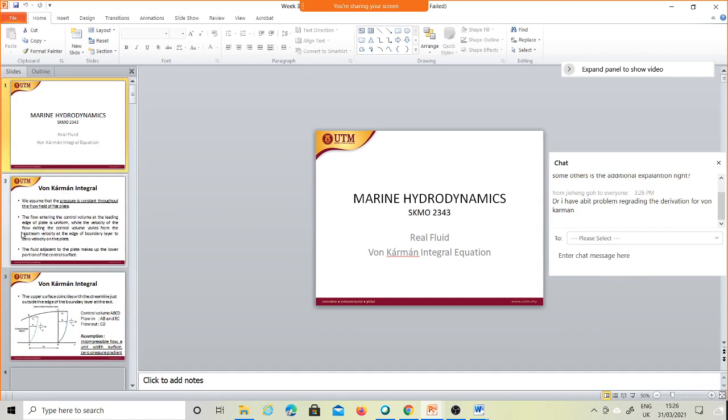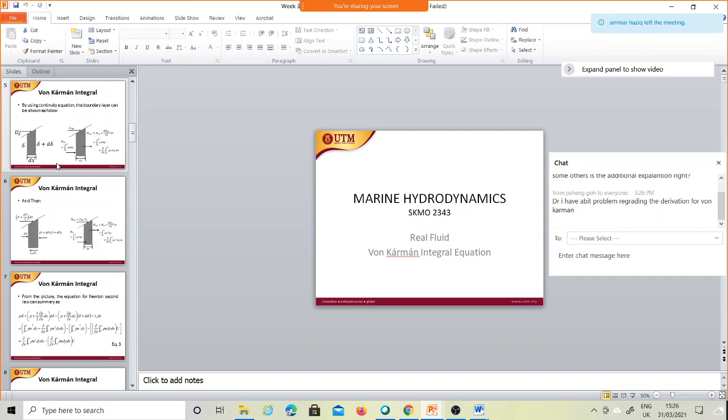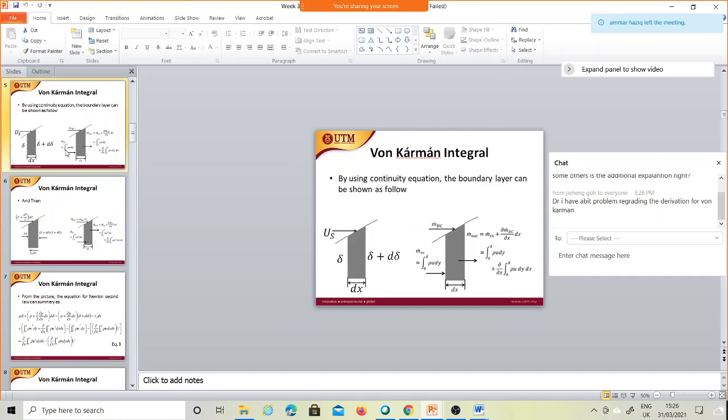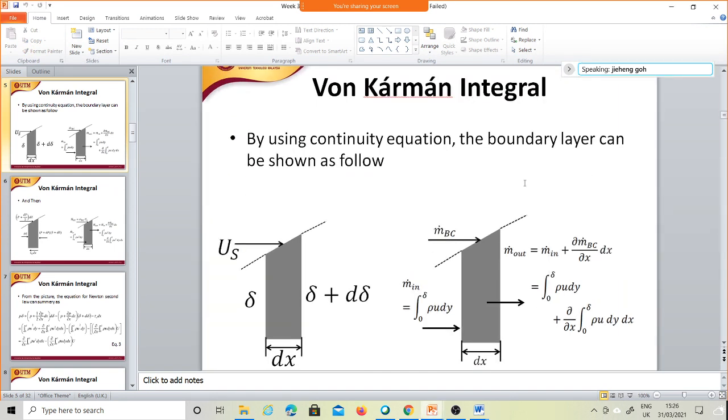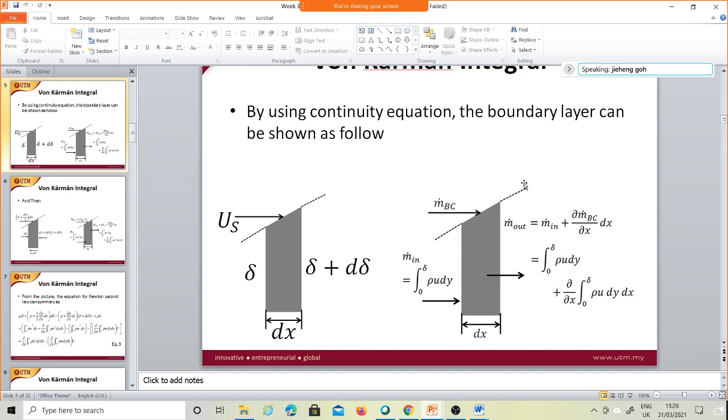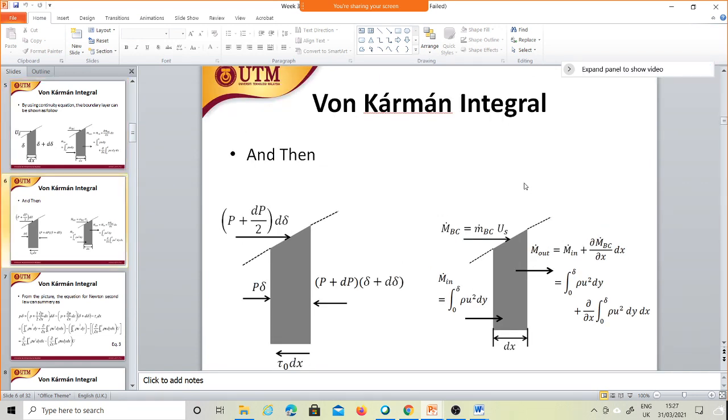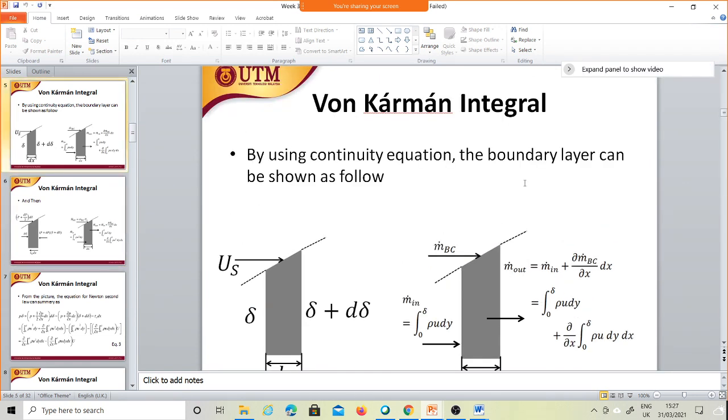Slide number 5. This is regarding rectifying the mass flow rate for the ME and R and NBC, right? Yeah, this one is for mass flow rate.